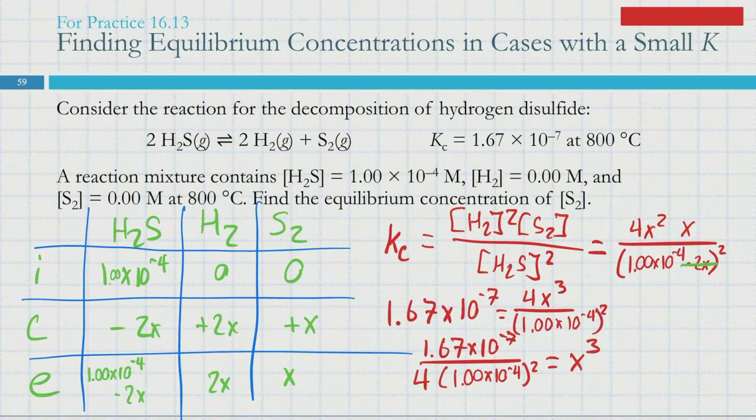So after doing a whole bunch of rearranging, we get x cubed equals this whole mess. So you can evaluate that and then plug it into a cube root, or you can cube root it all at once. And then we'll get a value for x.